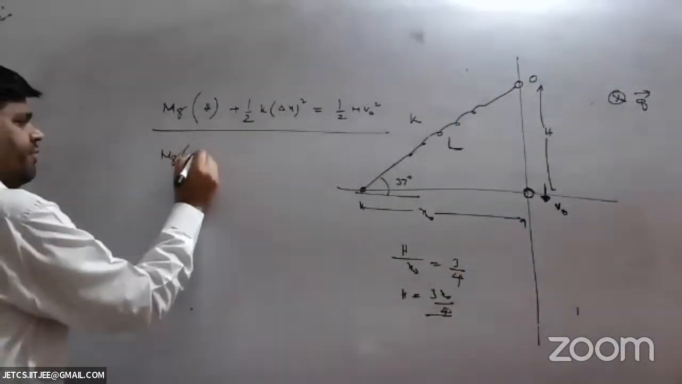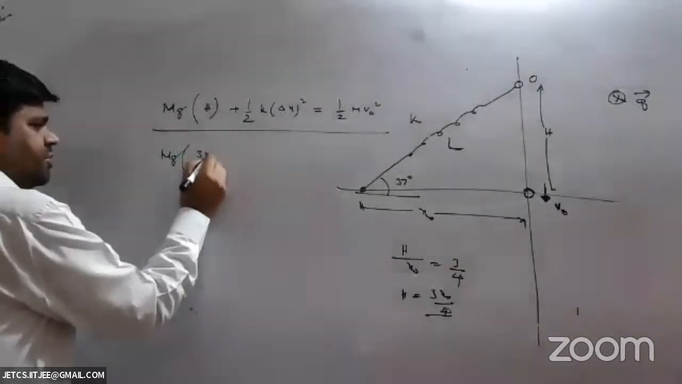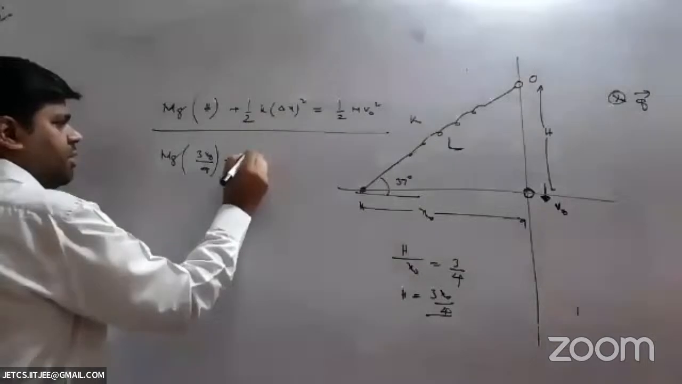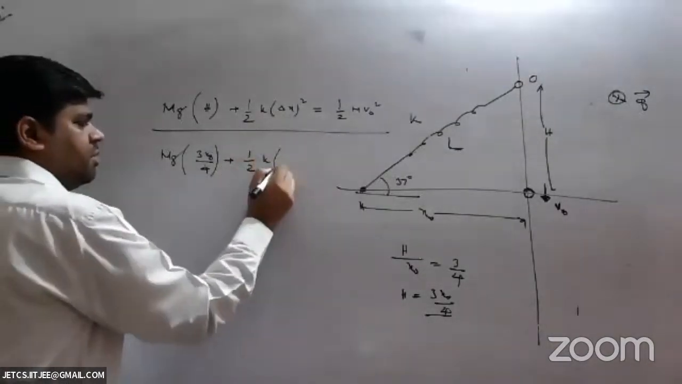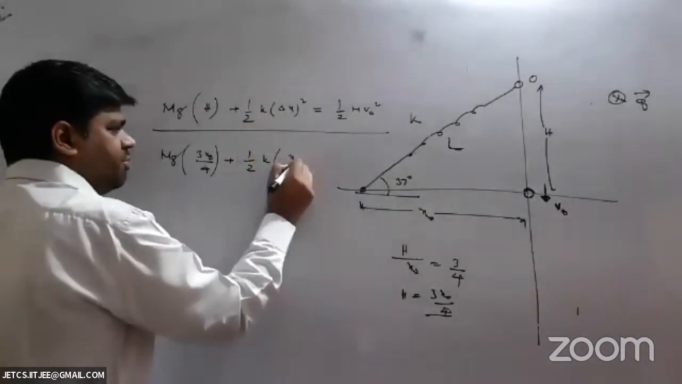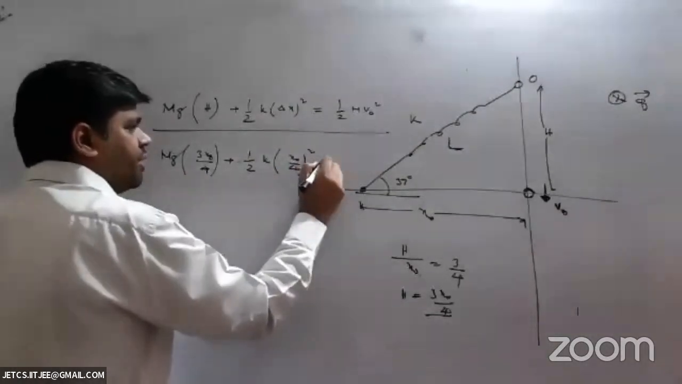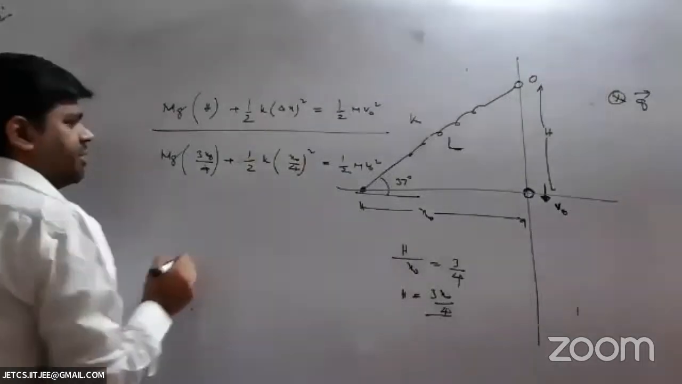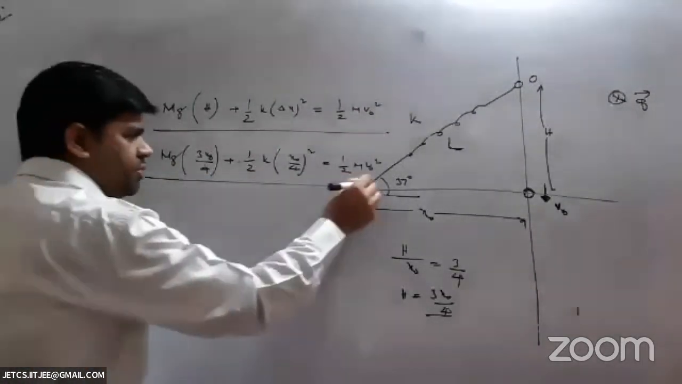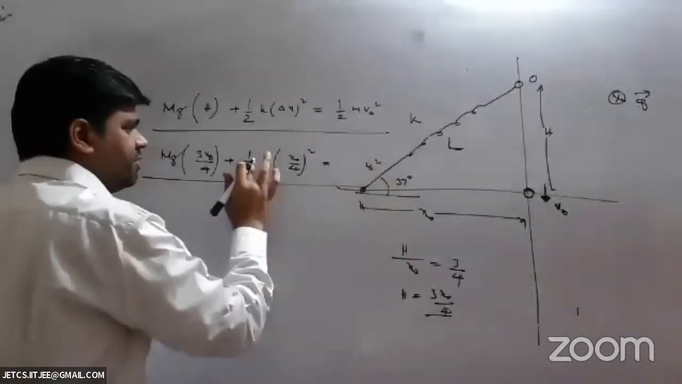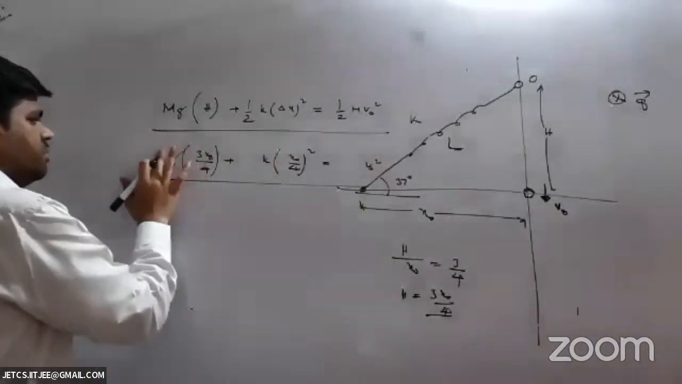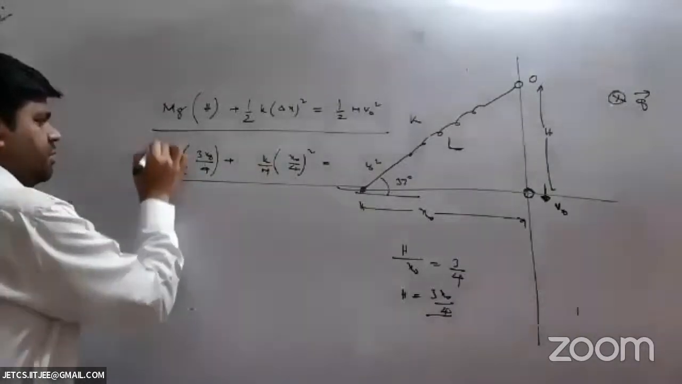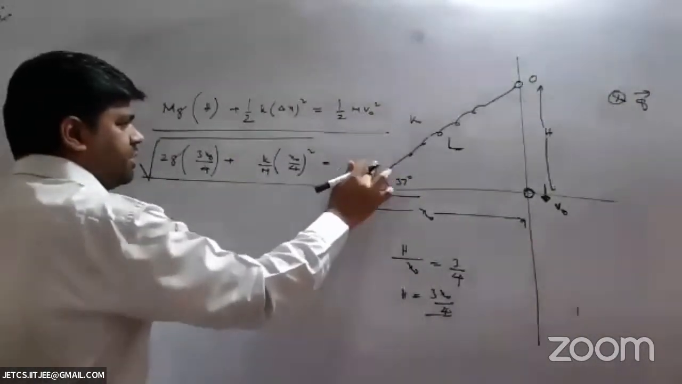So mg times 3x naught by 4 plus half k delta x. Delta x into x naught by 4 whole square is equal to half m v naught square. All you have to do is find v naught from here. Multiply this with 2, divide by mass, take the square root. That's it.